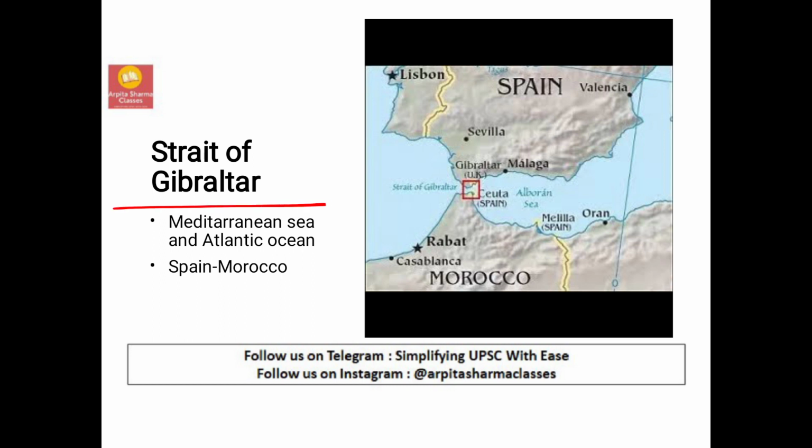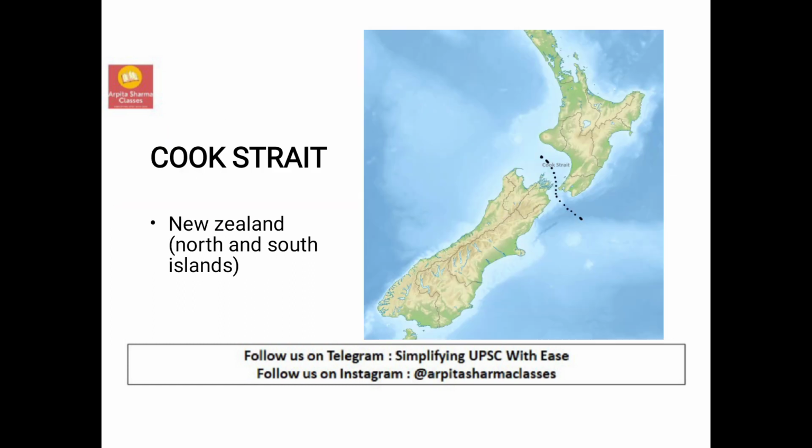Next is the Strait of Gibraltar. The Gibraltar Strait connects the Mediterranean Sea and the Atlantic Ocean. It is a very important strait because it is present between two countries, Spain and Morocco, a European country and an African country. So it connects the two continents as well. So this becomes very much strategically important.